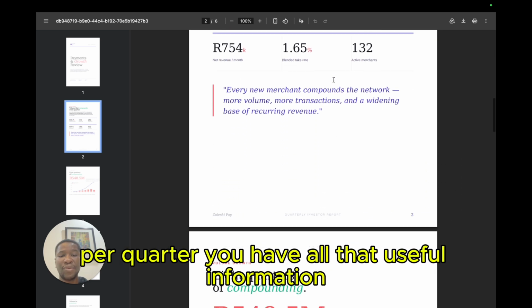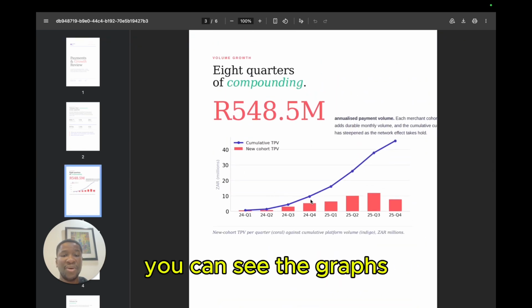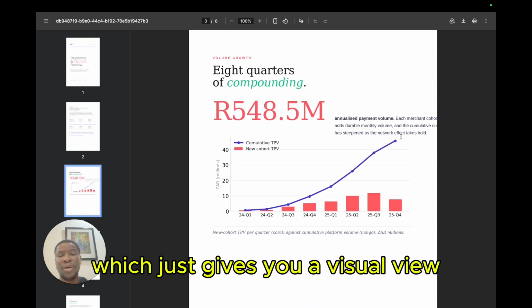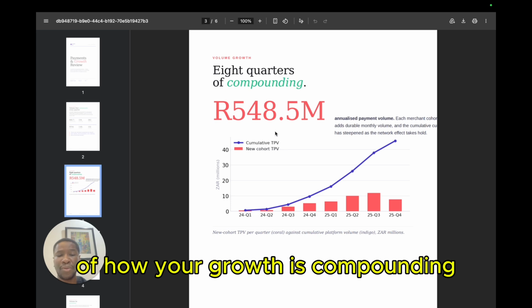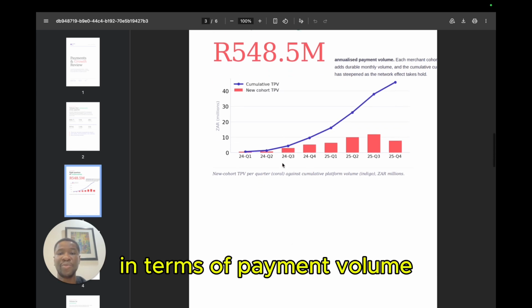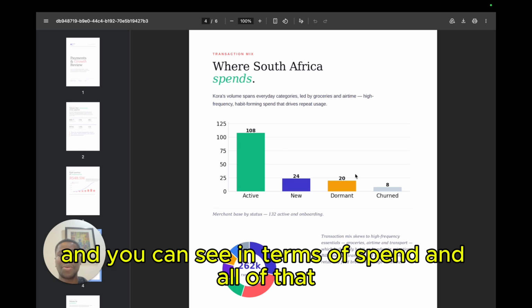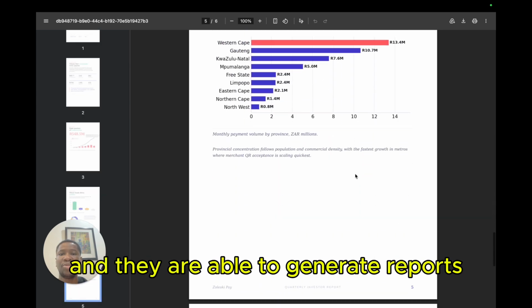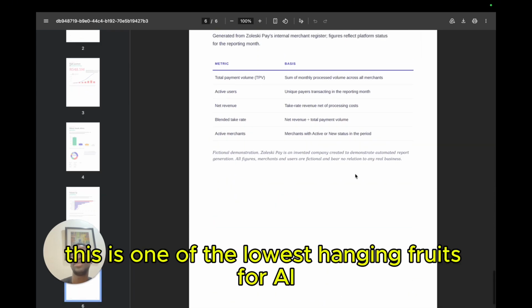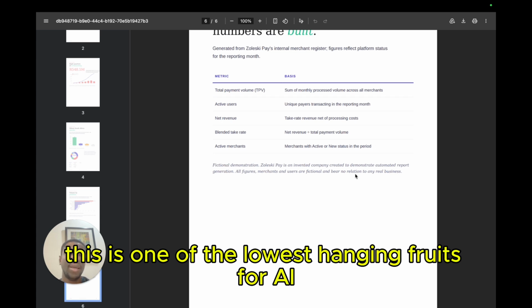You have all that useful information. You can see the graphs, which just gives you a visual view of how your growth is compounding in terms of payment volume. And you can see, in terms of spend and all of that, and they are able to generate reports. So I would say this is one of the lowest hanging fruits for AI that I've seen.